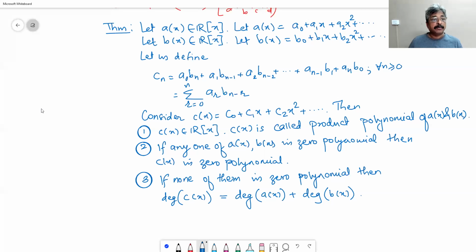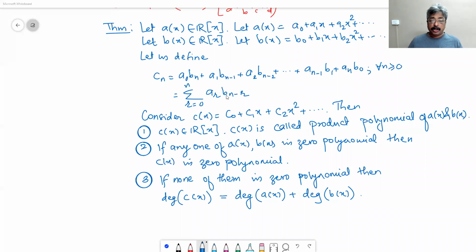Okay, the theorem that we are going to prove now is about the product of two polynomials. Let a(x) be one polynomial, b(x) be another polynomial. Let us define coefficient c_n such that c_n = a0 bn + a1 b(n-1) + a2 b(n-2) etc., for every n greater than 0. In sigma notation, it is the sum over r from 0 to n of a_r b_(n-r).